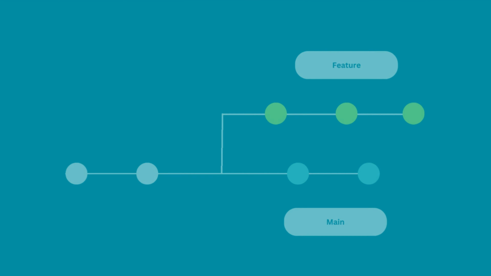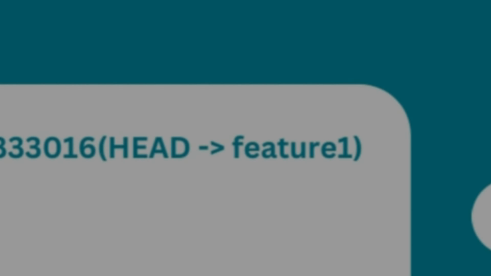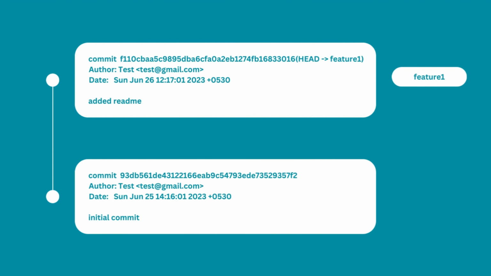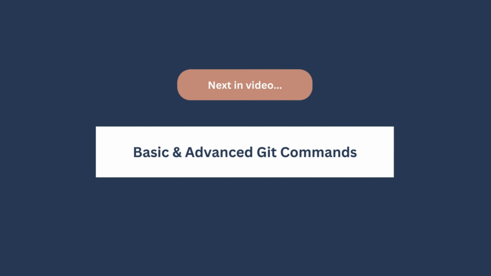Branches in Git are simply pointers to a specific commit. When you create a new branch, you are essentially creating a new pointer. The HEAD in Git is another pointer, indicating which branch you are currently on, and it points to the latest commit in that branch. This was just an overview of how Git works under the hood. Next, we'll explore all the basic to advanced Git commands with details.